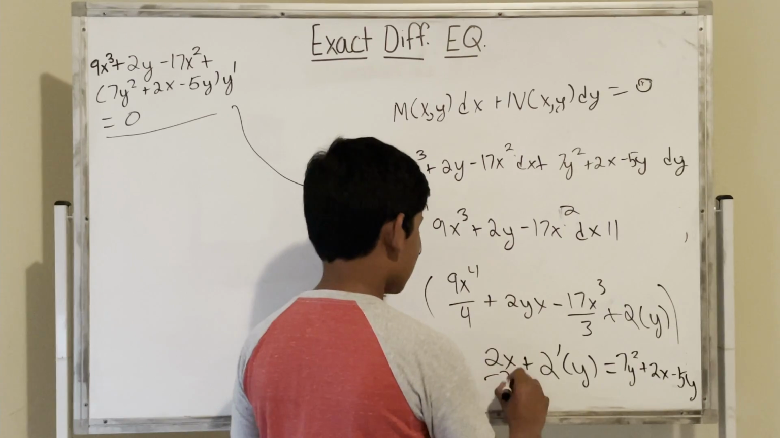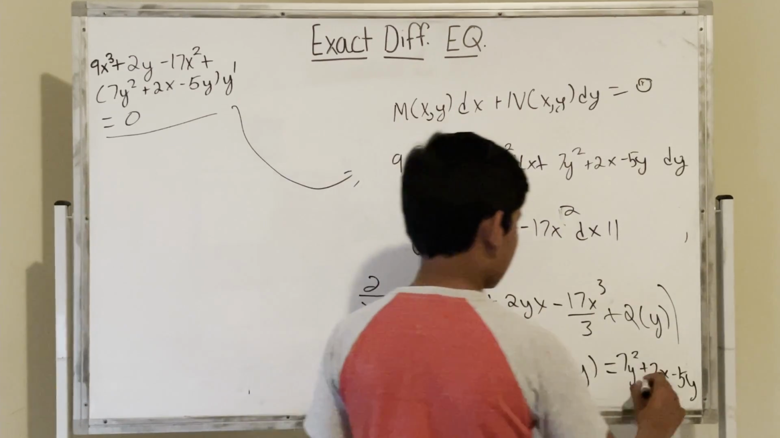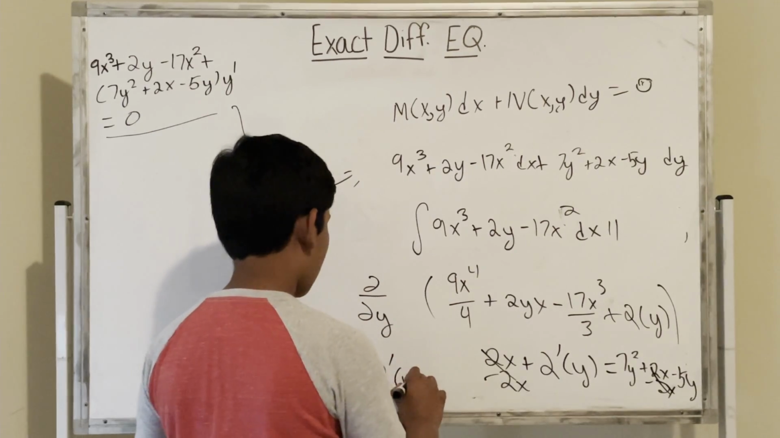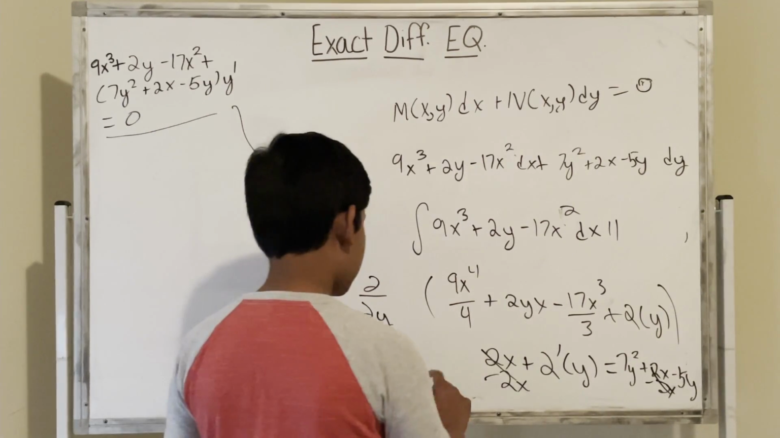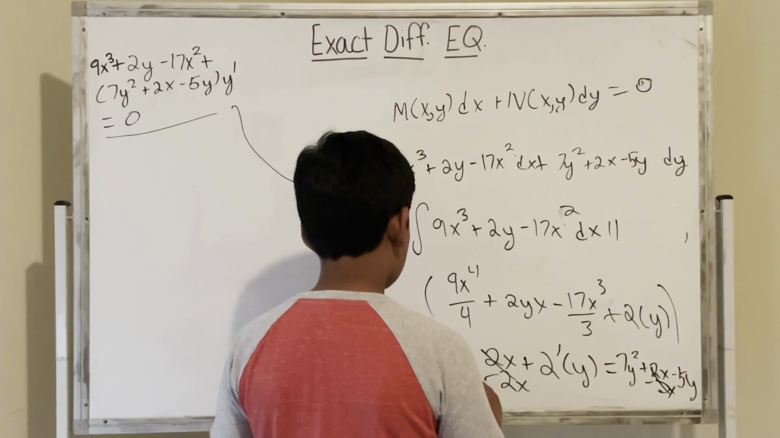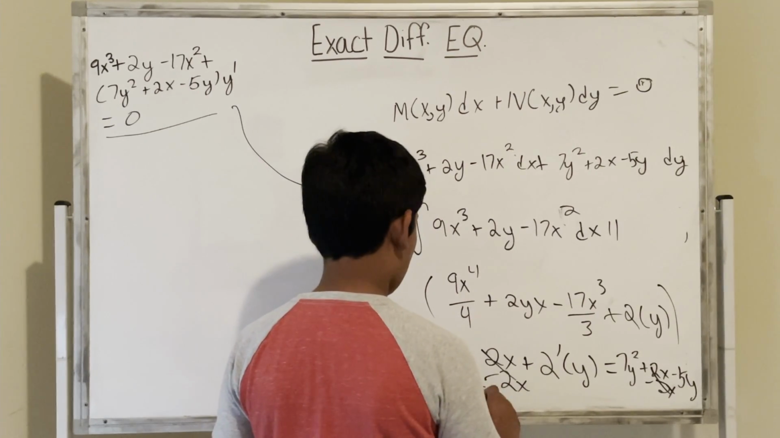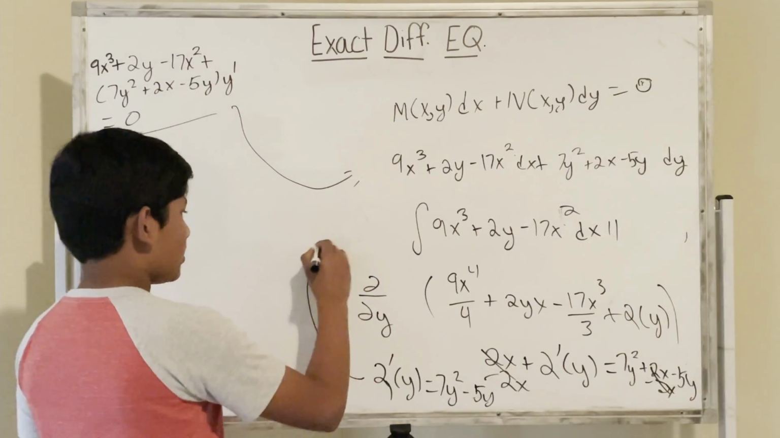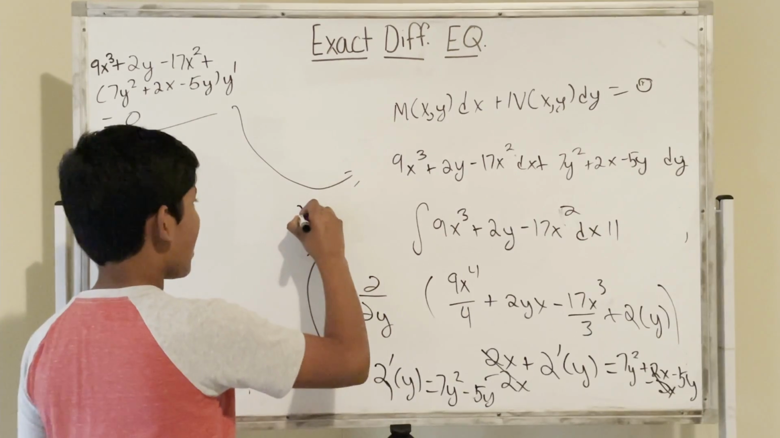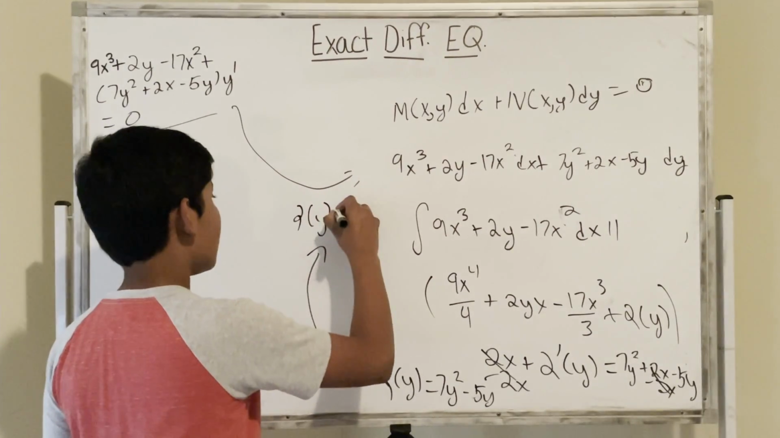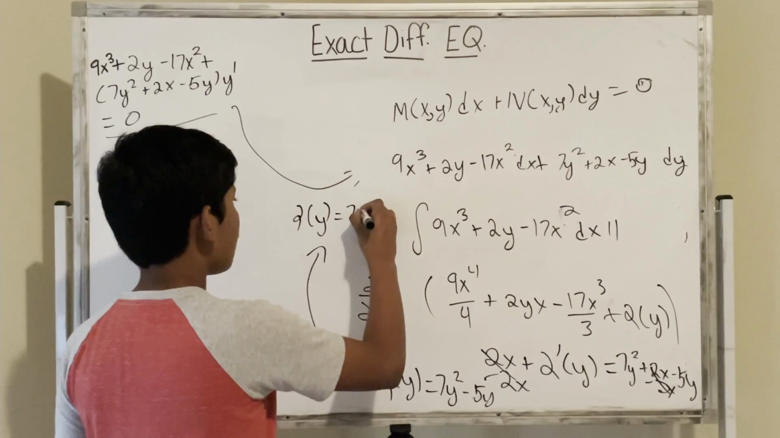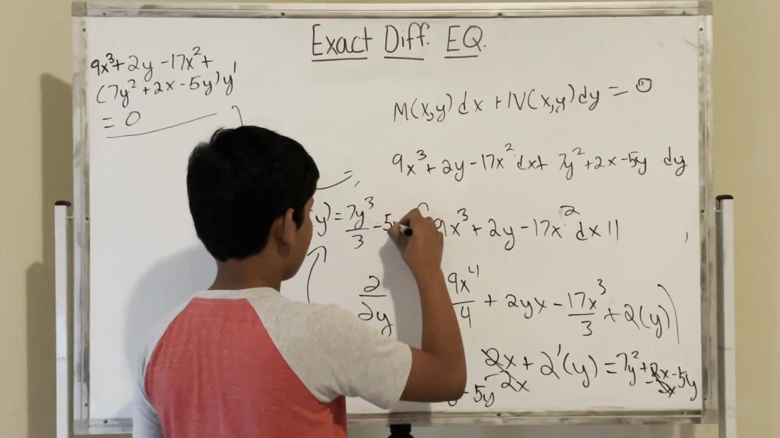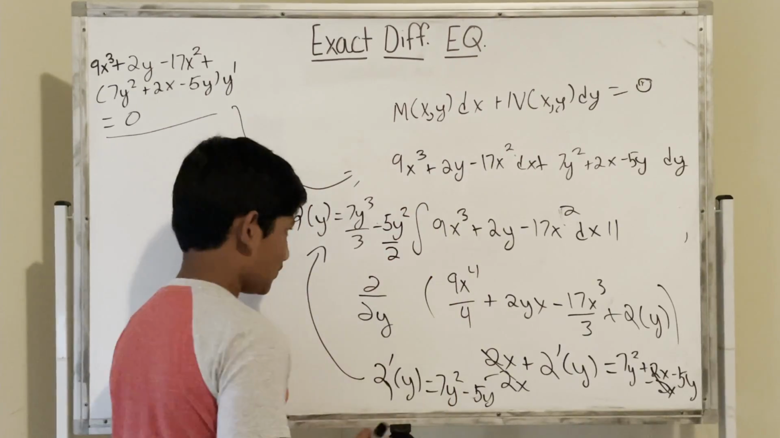Right now, we can subtract the 2x, and we get that phi prime of y must be equal to 7y squared minus 5y. So we've got this. Now let's actually take the integral. So phi of y must be 7y cubed over 3, then minus 5y squared over 2.